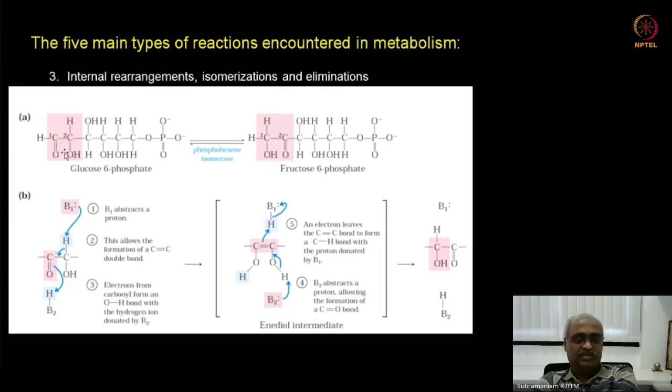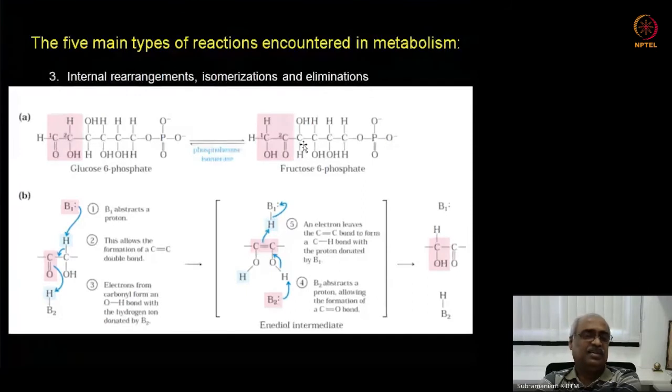And this whole thing is done purely to bring the carbonyl group to a carbon adjacent to the carbon where you need the breakage. This is going to aid, like what we saw in the previous examples, in breakdown of the bond here. So this is an isomerization reaction.